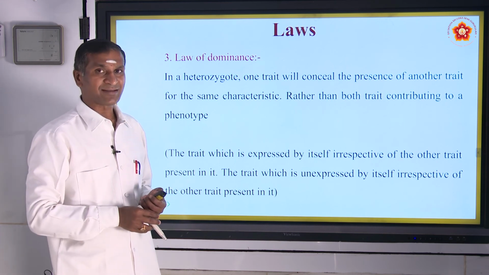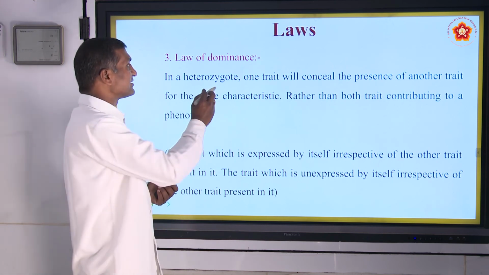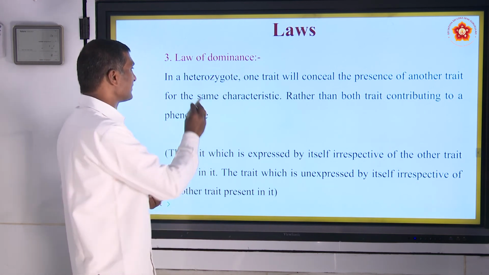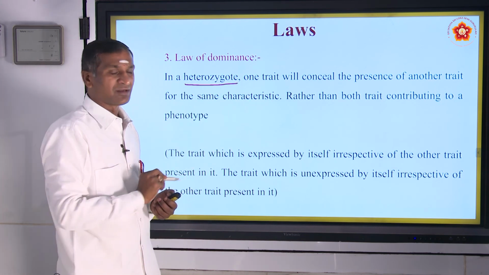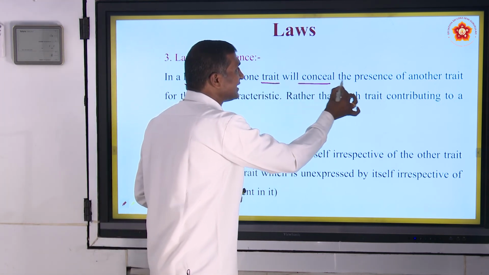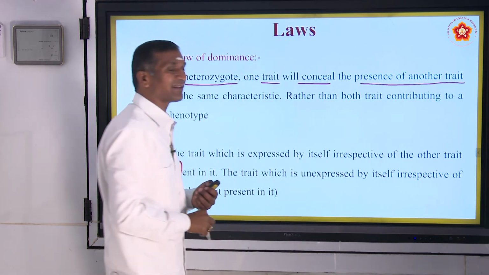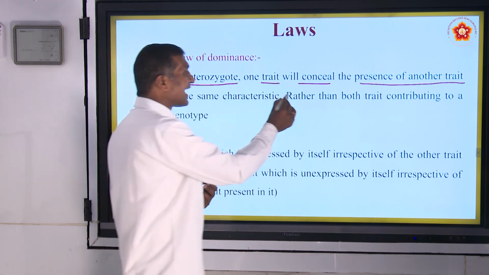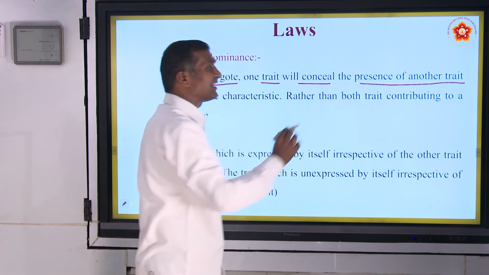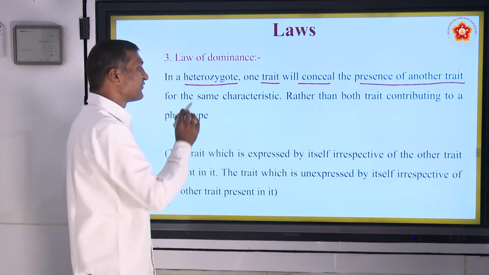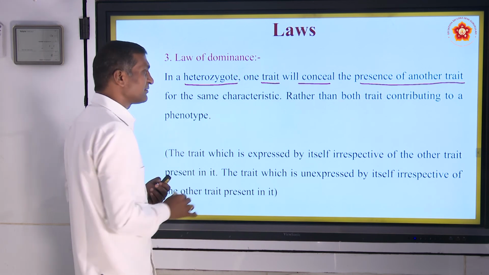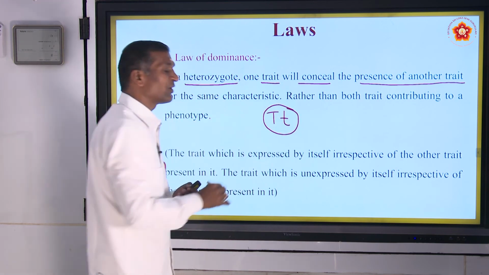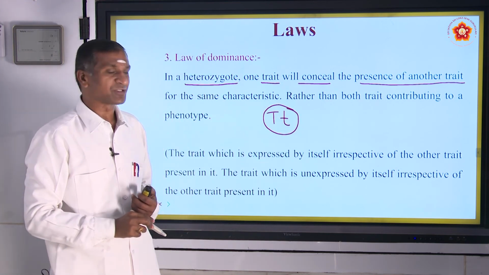Third law, and the three laws of Mendel, this is the third law. Law of dominancy. What it means? In a heterozygote, one factor will conceal the presence of another factor for the same characteristic rather than both factors contributing to a phenotype. See the explanation part, heterozygote. If I am going to mention the monohybrid cross tall and dwarf, it is a heterozygote.